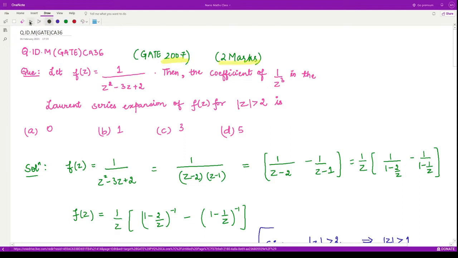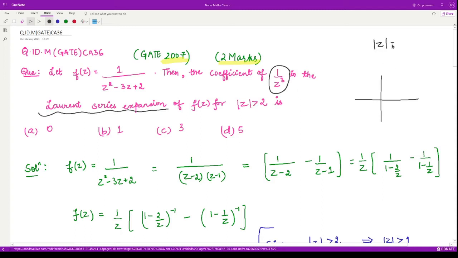The question is, if f of z is given to be this function, then the coefficient of the term 1 divided by z cube in the Laurent series expansion of this function, when the region is given to be modulus of z greater than 2. So you have something like this, modulus of z greater than 2.